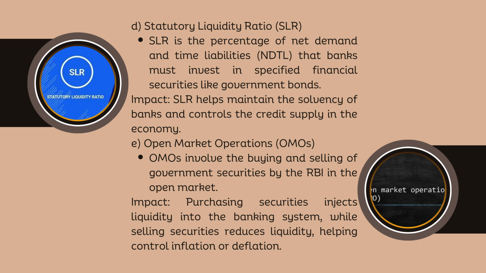E. Open market operations, OMOs. OMOs involve the buying and selling of government securities by the RBI in the open market. Impact: Purchasing securities injects liquidity into the banking system, while selling securities reduces liquidity, helping control inflation or deflation.